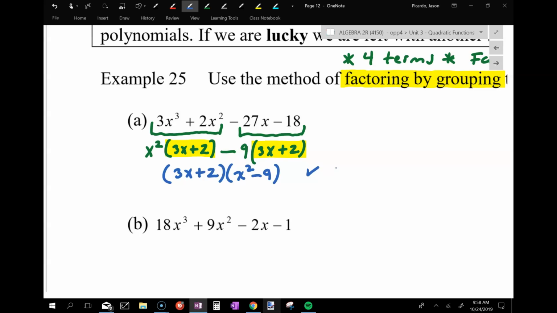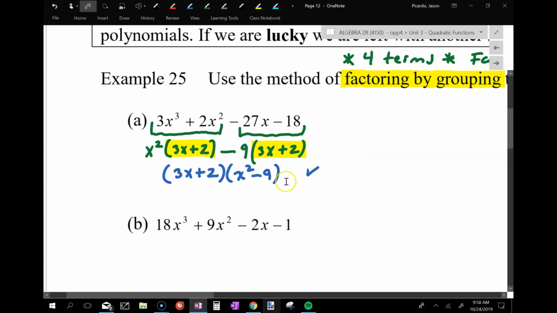Now, guys, I'm actually lying to you a little bit because there is one other thing I could have done. Yeah, the x squared minus 9 was a difference of perfect squares, right? So wasn't there another step I could have taken, right? Now this is not a part of the grouping method, right? We've done it, right? This is done. This is grouped.